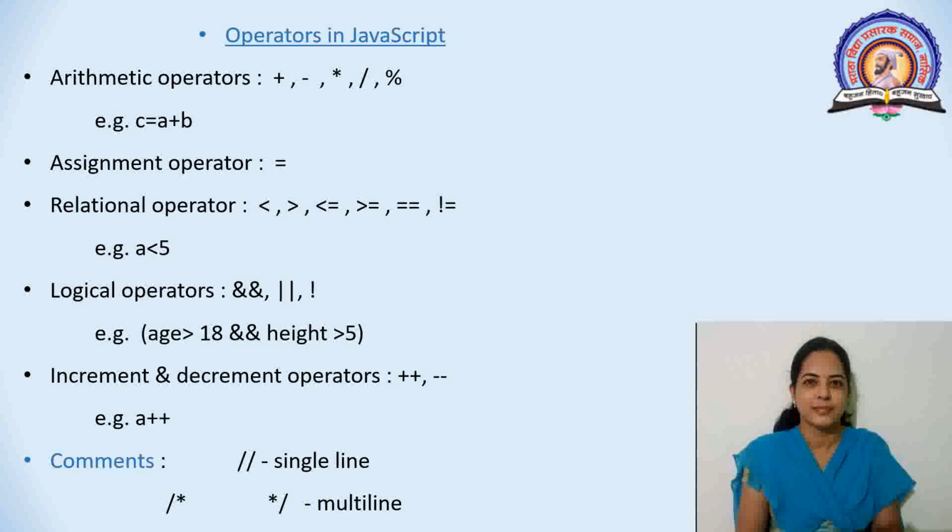Different types of operators are used in JavaScript for mathematical and logical calculations. First type of operators is arithmetic operators like plus, minus, multiply, divide or modulus. So these operators are used in arithmetic calculations. Then second type is assignment operator. So we can assign some value to the variable by using this equal to symbol. Suppose c equal to 5 or c equal to a plus b. So this equal to is the assignment operator.